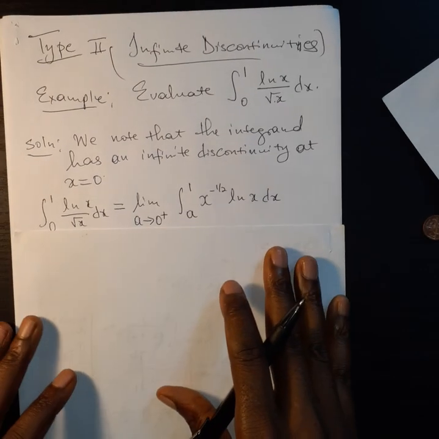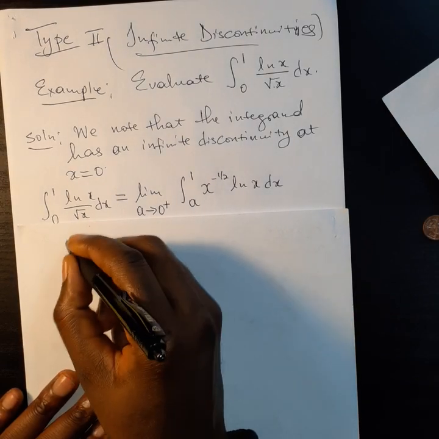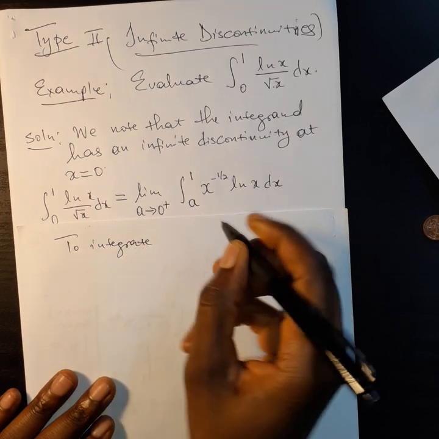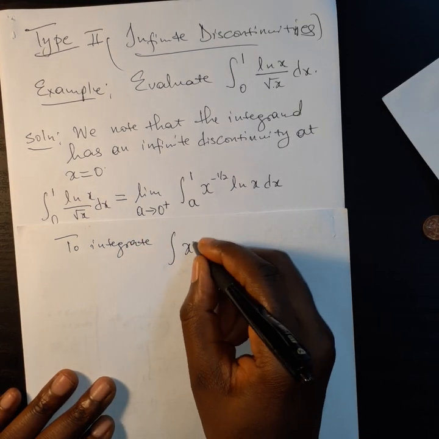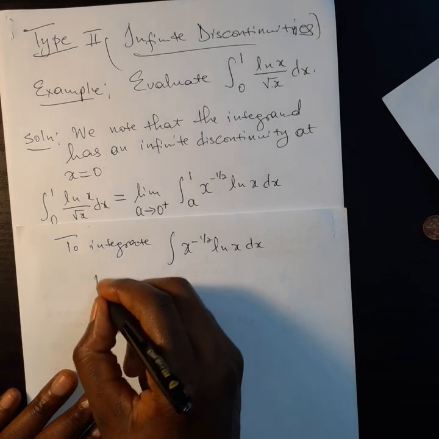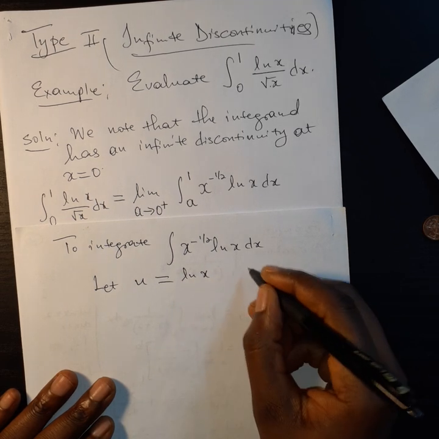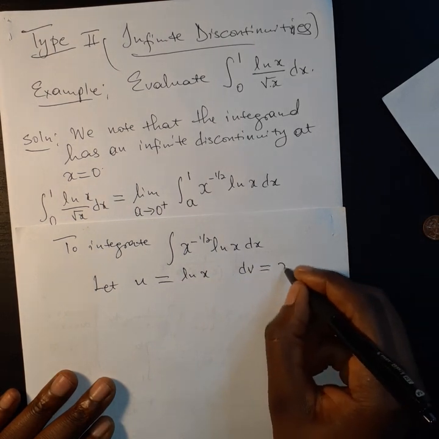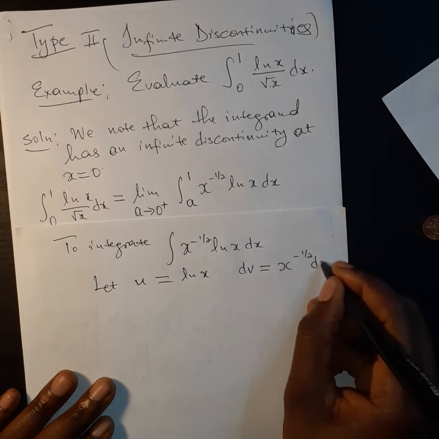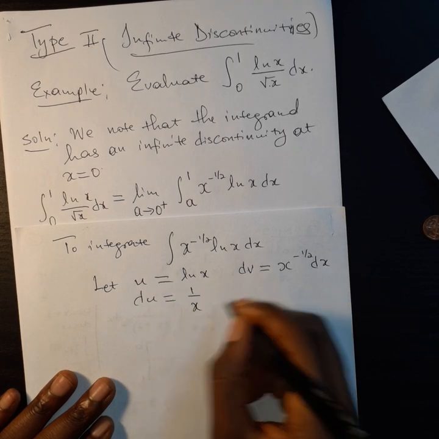Let us say here, to integrate x to the power of negative 1 over 2 times the ln of x dx, you let your u to be the ln of x, your dv to be x to the power of negative 1 over 2 dx. Du will be equal to 1 over x.